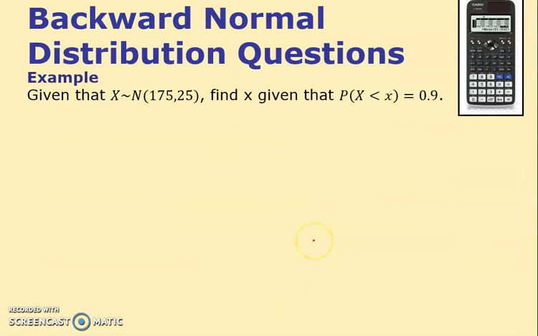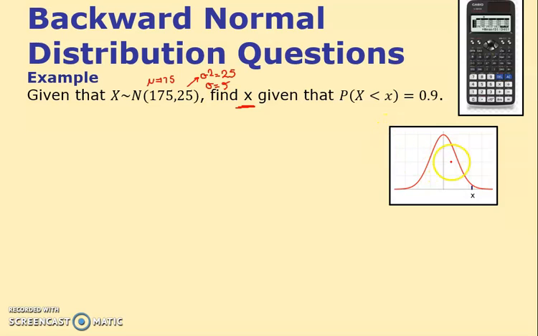So this example then says, given that x is normal, 175, 25. So obviously this is meant to represent the mean, 175. And remember, this is the variance, so sigma squared is 25, but we know that by now, we know that sigma is 5. And it says, oh look, find x, given that the probability of x is less than x is 0.9. Now, always draw a picture, so I've drawn a little picture for you here.